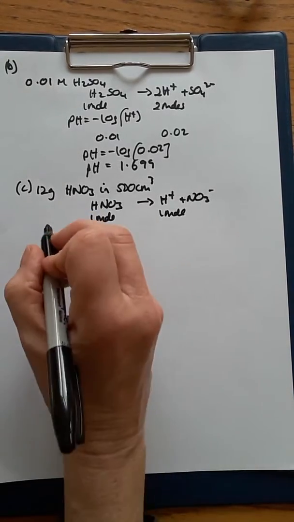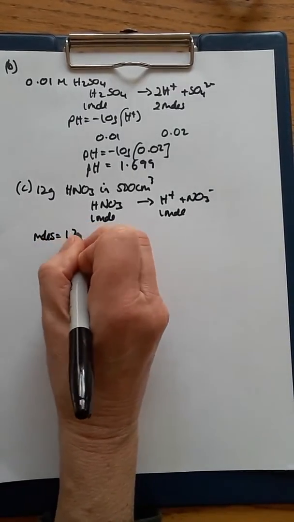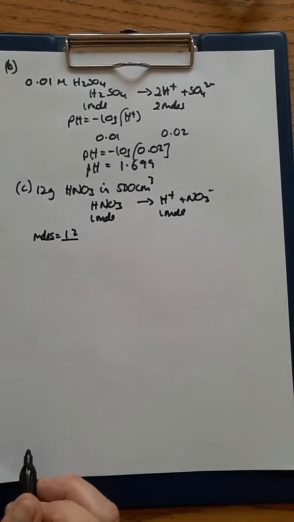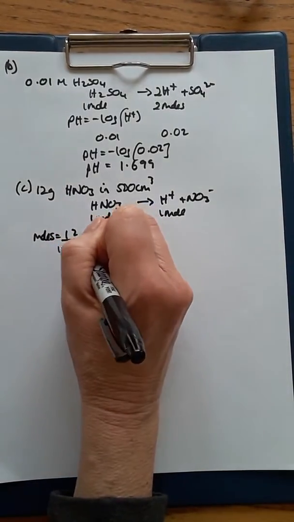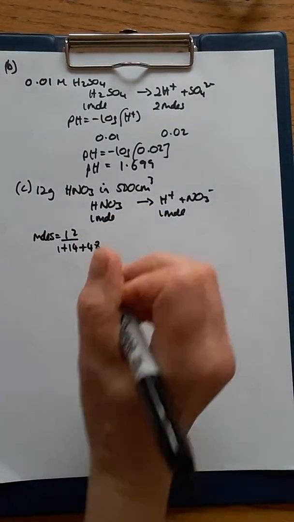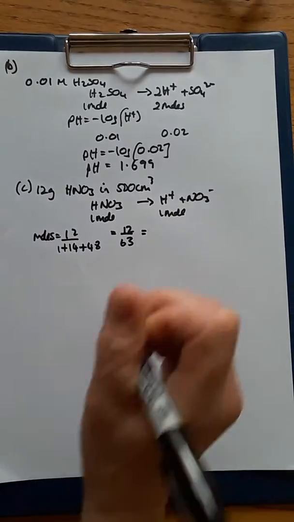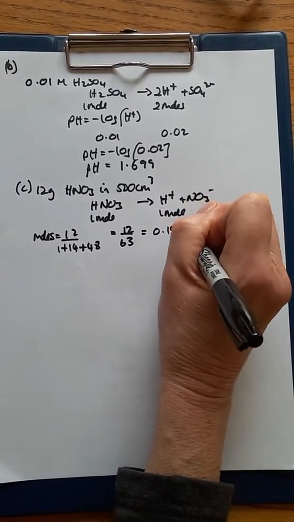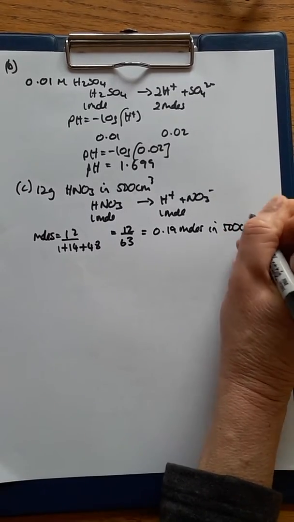I've got 12 grams in 500 centimetres cubed. So the number of moles is 12 divided by the relative molecular mass of nitric acid, which is 1 for the hydrogen, 14 for nitrogen, 48 for the 3 oxygens. So this gives me 12 over 63. So that's 0.19 moles in 500 centimetres cubed.